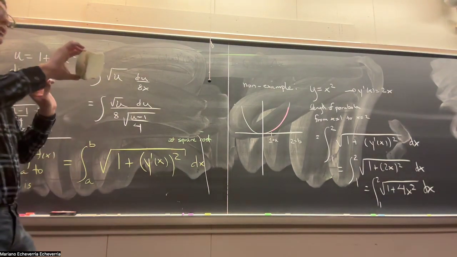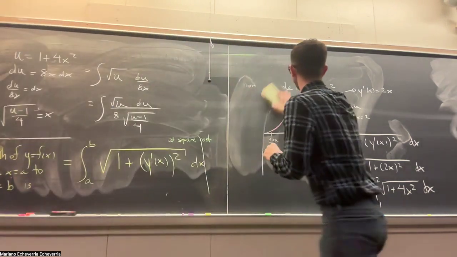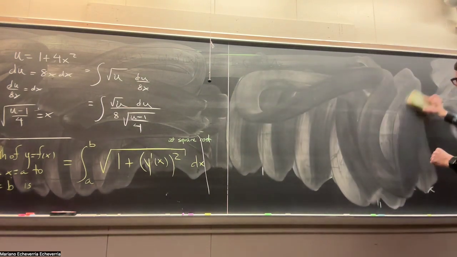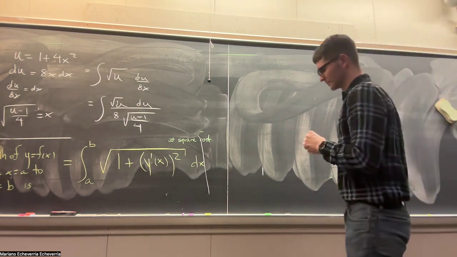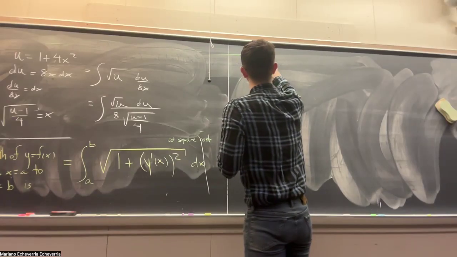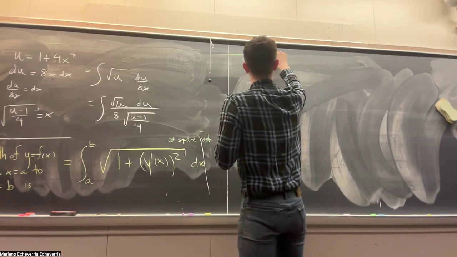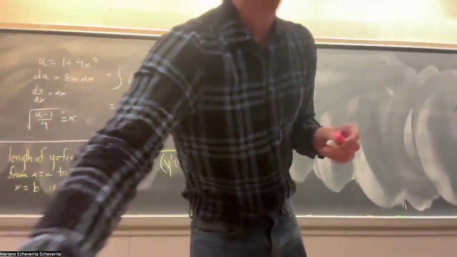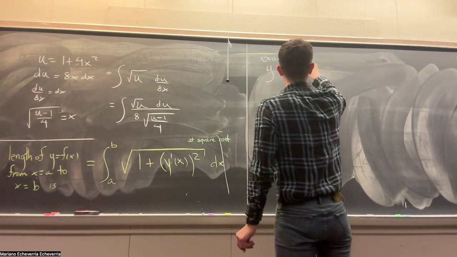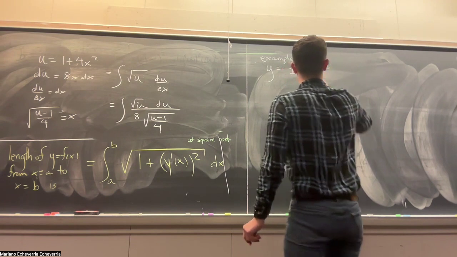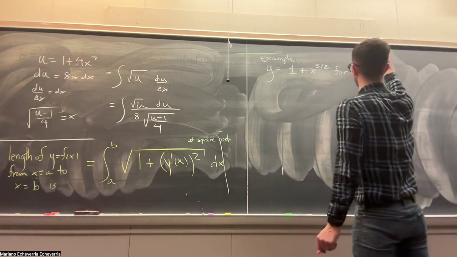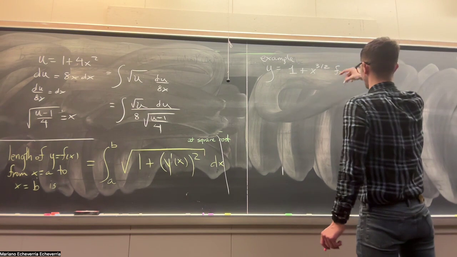Okay, but at least now we understand that this can be a painful thing to try. So here's one. Here's an actual example. Something like x, say 1 plus x to the 3 halves.